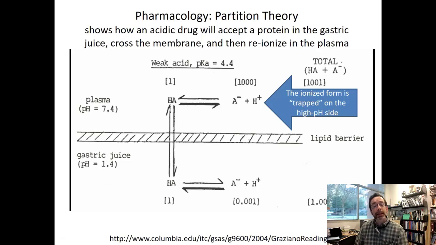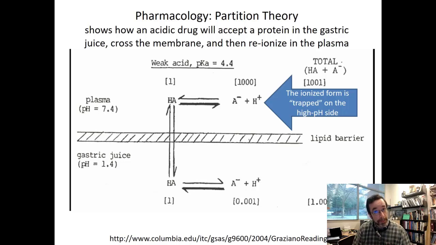And once it gets into the plasma, all of a sudden, it's in a pH 7.4 environment. Then all of a sudden, the Henderson-Hasselbalch shifts around. If you calculate out what that's going to be, that ends up being a 1,000 to 1 ratio, with the deprotonated version on the other side of the ratio. And lo and behold, the drug becomes deprotonated, it becomes soluble, and it cannot cross the lipid barrier again. So it is trapped in the plasma.